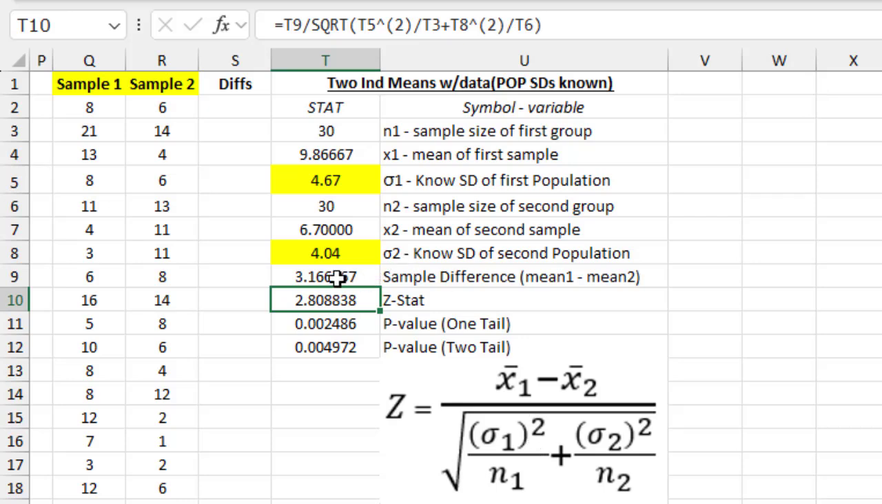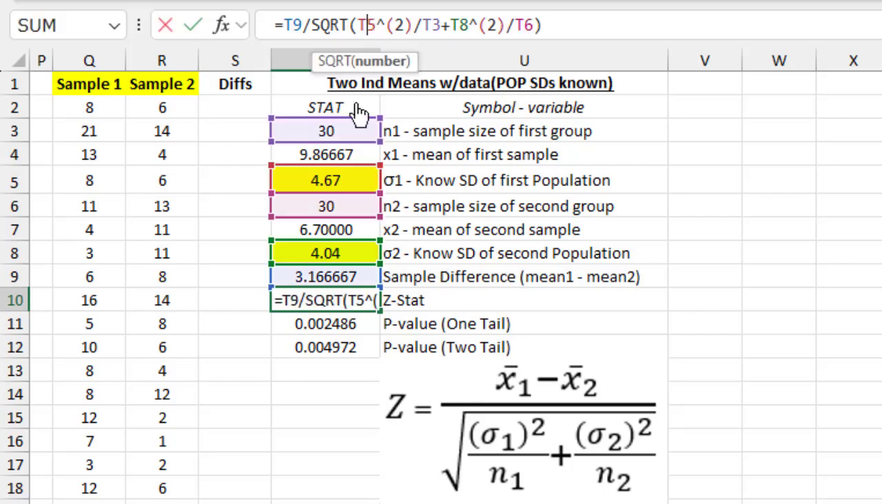Because I already have a cell that has the difference, I don't have to worry about having parentheses, T4 minus T7, close parentheses, divided by the square root, blah, blah, blah. So I can just use T9, because that's where the difference sits. And the reason why I do this is because a lot of times you'll be doing some work, and one of the questions you'll have to answer on a homework or a quiz or a test is, what was the actual sample difference? So there it is, right? It's calculated for me each time.